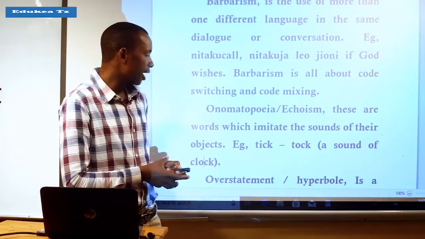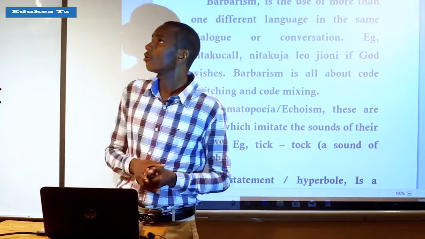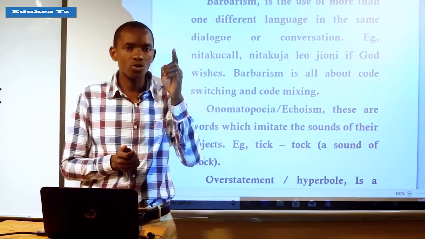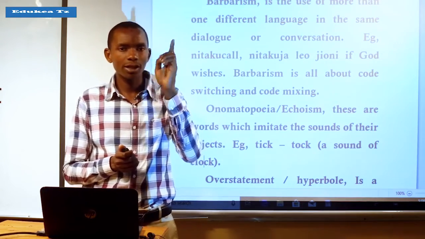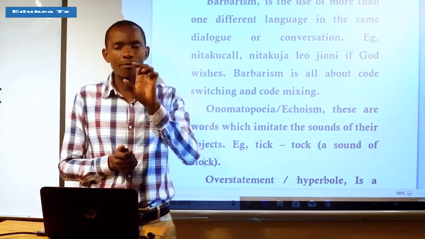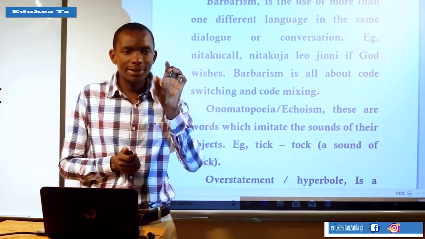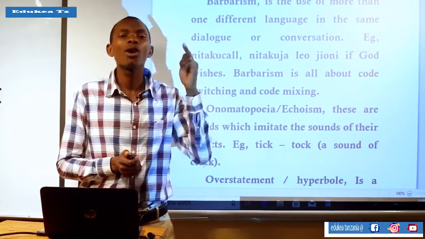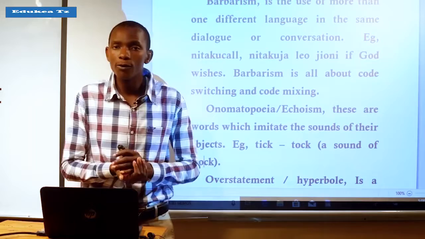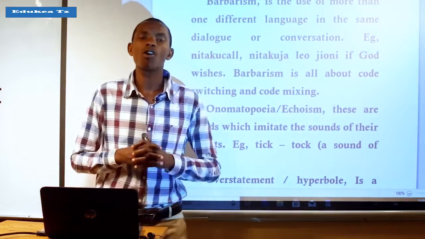There are some examples here. Tick-tock, the sound of a clock. If we have a watch, maybe when it goes around, tick-tock, tick-tock. These sounds can be produced by a watch, and if they are written in a text, you have to know that these are onomatopoeic words, because they are imitations of the sounds produced by a certain object.